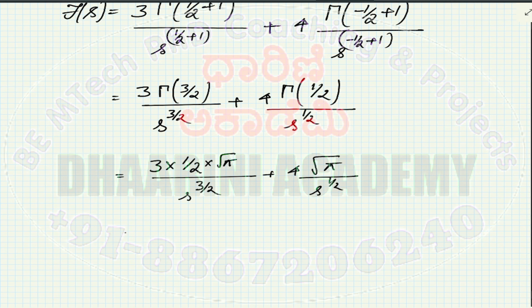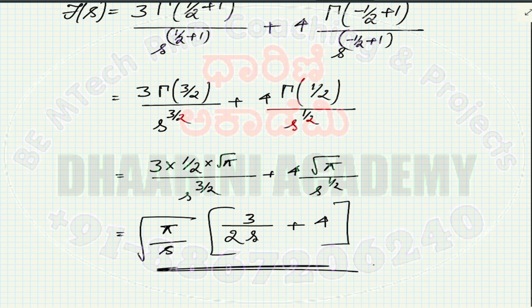All right, so we can simplify this further. See, I can take a root pi common from the numerator and root s from the denominator. That means I can take root pi by s outside. So when root pi goes out, in the first term I have 3 by 2 and the denominator has s to the power 3 by 2, out of which half I have taken out. So there is one s remaining. So this is 3 by 2s. Plus, in the second term I have taken root pi as well as s to the power half outside, so I am left with only 4. Okay, so this is the required answer.